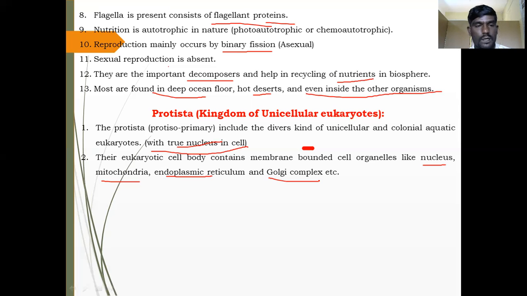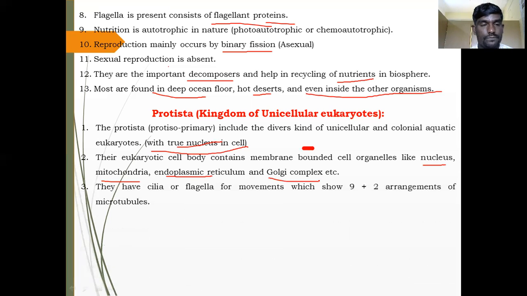Nucleus performs its function. Mitochondria is the powerhouse. Endoplasmic reticulum performs its function. Golgi complex performs its function. Ultimately, your whole cell is very active, so that will be helpful to the particular organism.